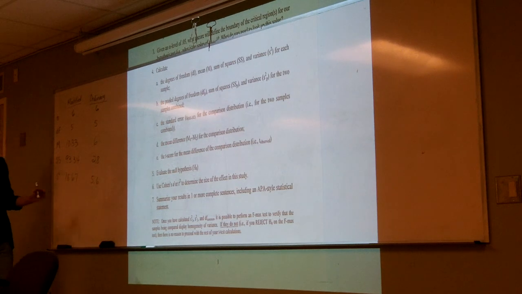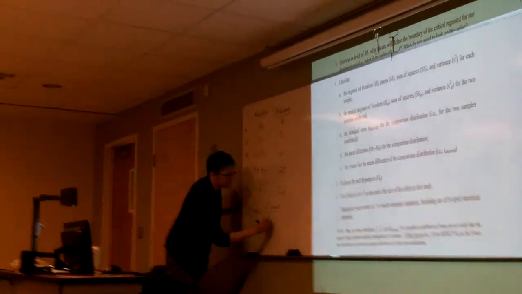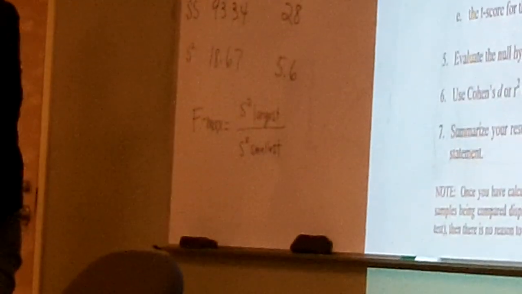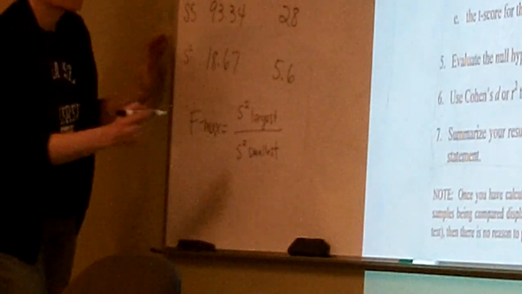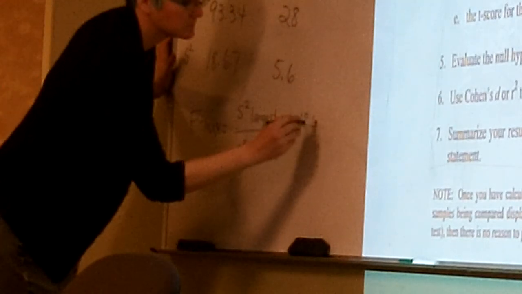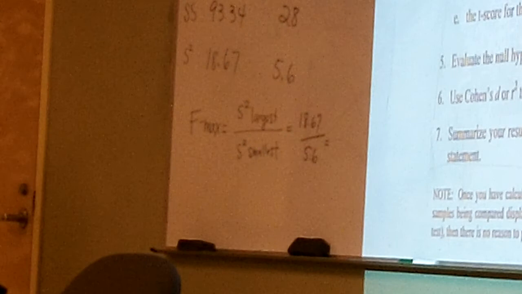Now, we know what our two sample variances are, and to calculate Fmax observed, we just take the largest sample variance and we divide by the smallest sample variance for our data. Now, in this case, we're doing a t-test, which we only have two samples to work with, so we're just going to take the bigger one and put it over the smaller one. So in this case, we're going to take 18.67 and we're going to put it over 5.6. And we're going to do a calculation, and that's going to give us an observed value for Fmax.